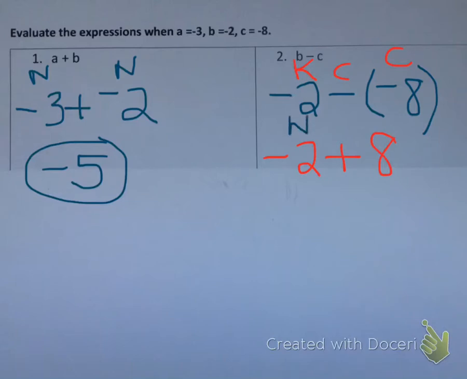Now from there, we can follow our adding and subtracting of integer rules. We have a -2 and a +8. That would be different signs, subtract. 8 minus 2 is 6. And 8 is the bigger number. 8's positive, so my answer is a +6.